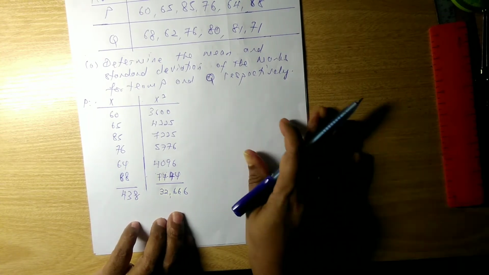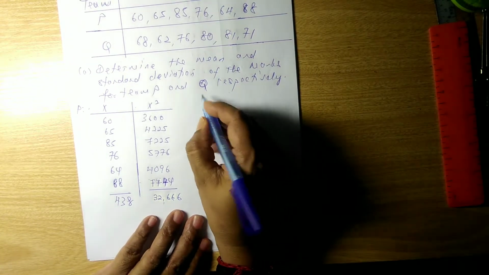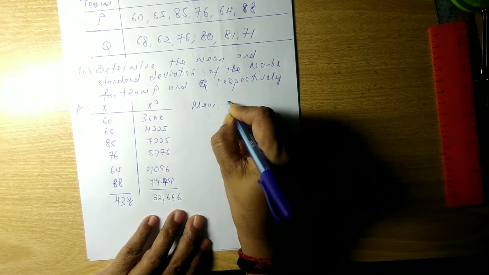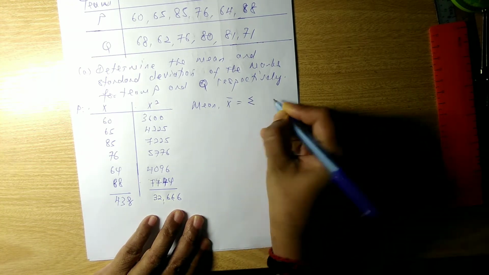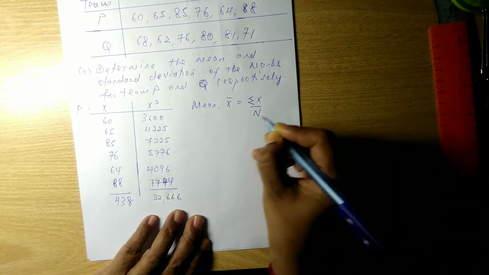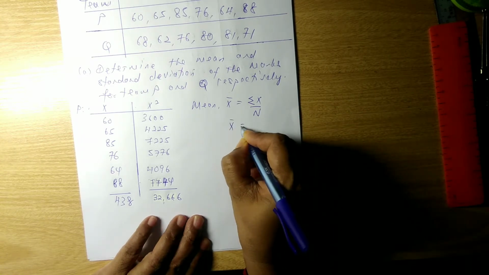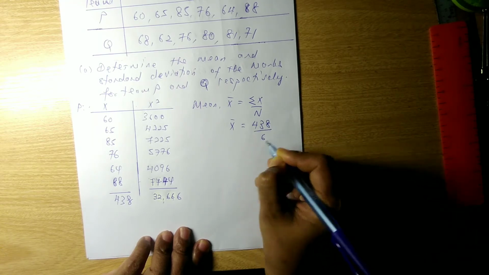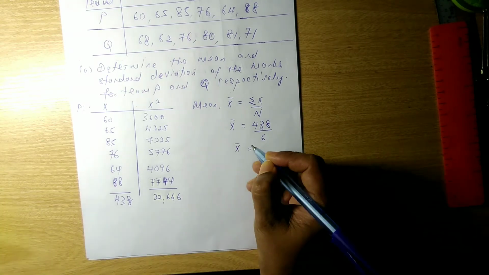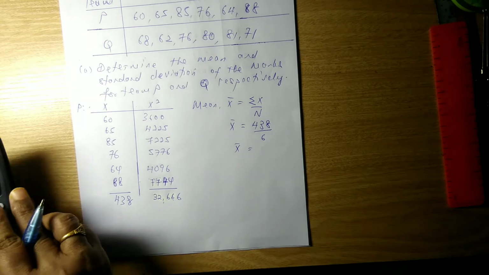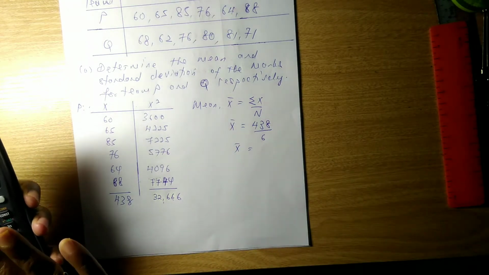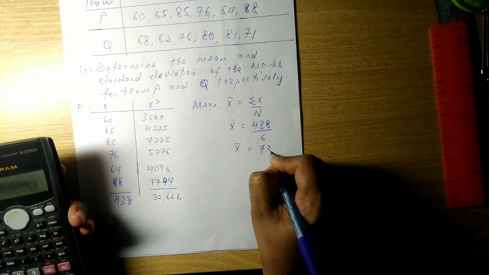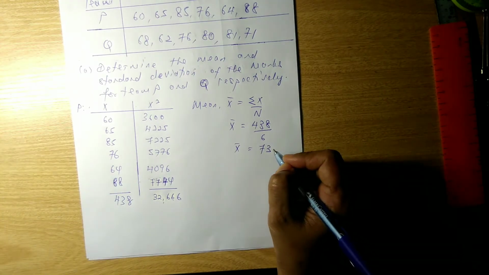Now we're going to look for our mean. The formula is the summation of x over n. So this will be 438 over 6. Our mean value I got about 73. So the mean mark is 73.